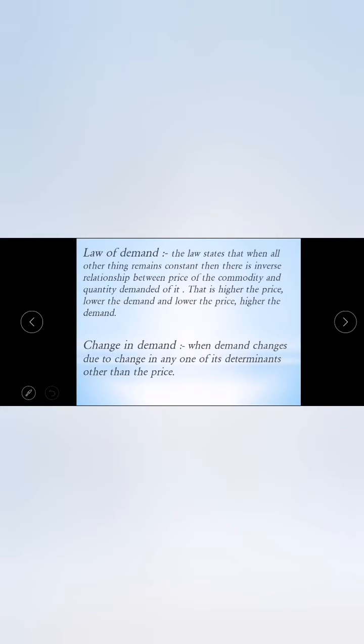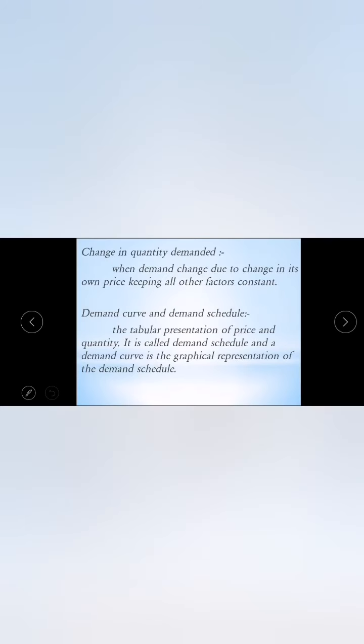Change in demand: when demand changes due to a change in any one of its determinants other than the price. Other than the price, it may be any other reason for the change in demand. For example, if it is summer, we won't use sweaters, so for that the demand will decrease. Change in quantity demanded: when demand changes due to a change in its own price, keeping all other factors constant.